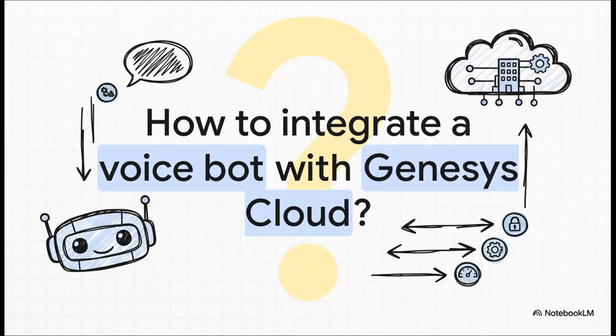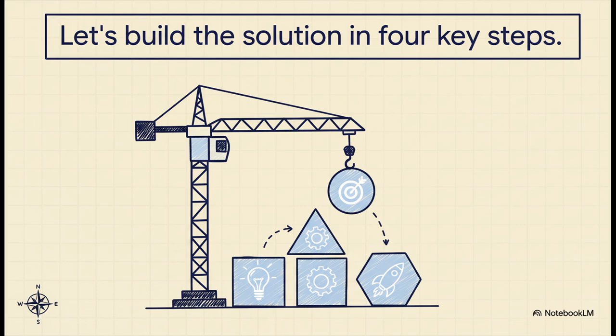So, you've got this amazing, intelligent bot, right? And you've got your rock-solid Genesys Cloud setup. The challenge is, how do you get them to talk to each other seamlessly, securely, and efficiently? Let's break down exactly how to pull that off. Let's think of this like a construction project. We're not just talking theory here. We are actually going to build a complete, working call flow right from the ground up, piece by piece.